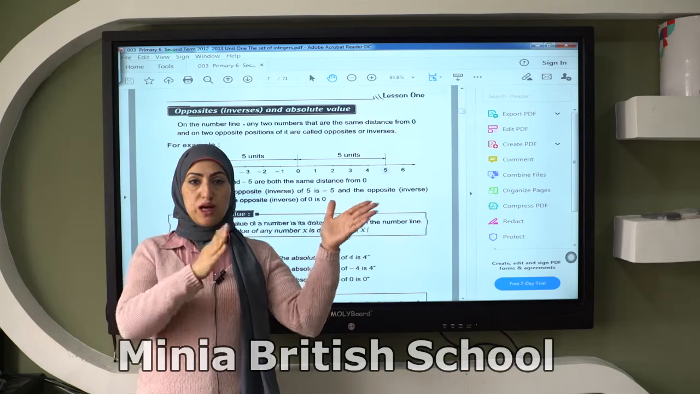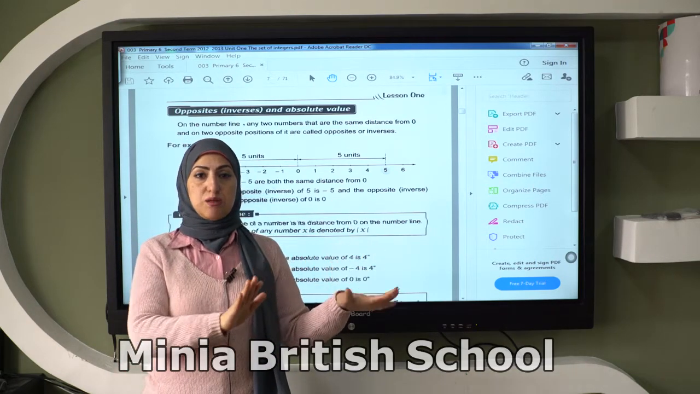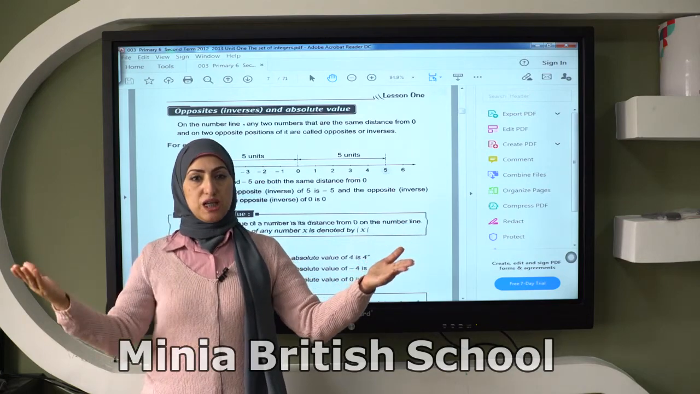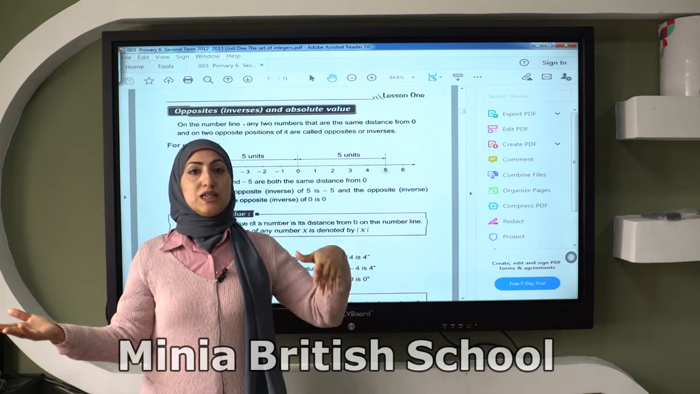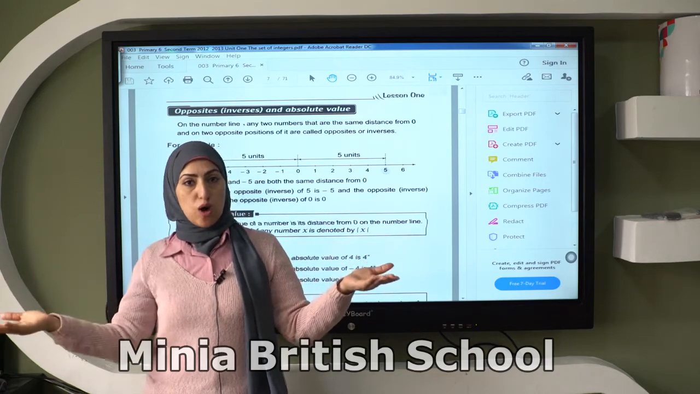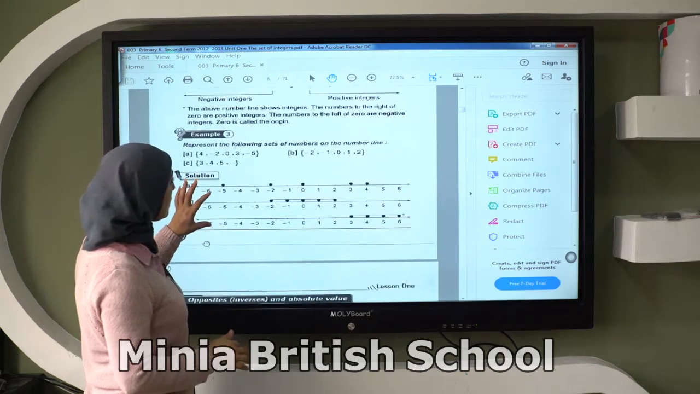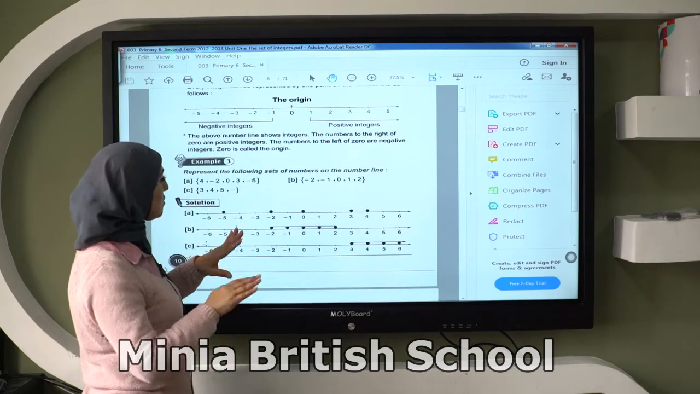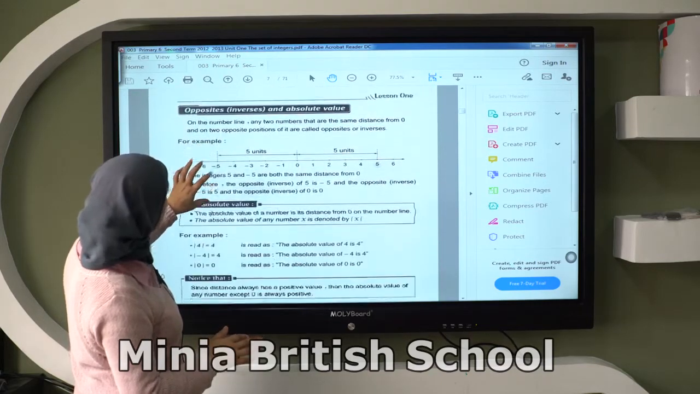What about if they are negative integers? It will be the same. Negative 11, it will be 11. Negative 5 will be 5. Negative 1 will be 1, and so on. Okay? So I changed the sign only.